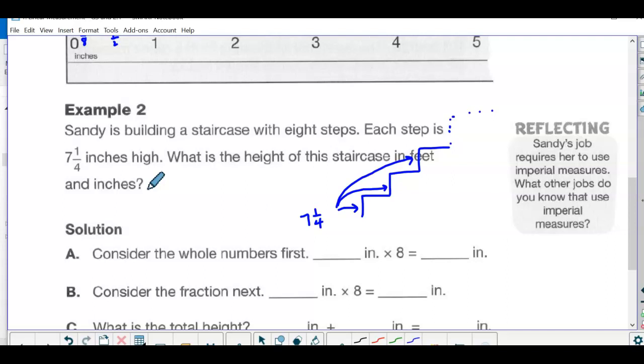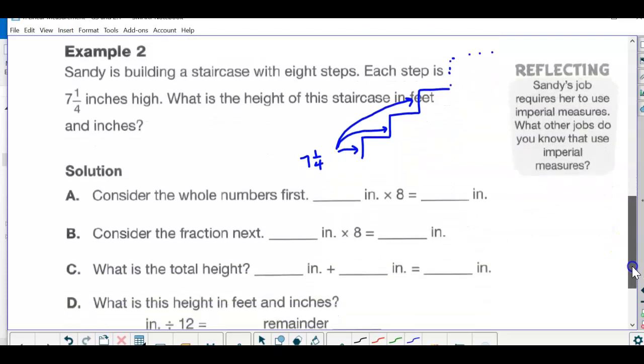Some of you might use metric, so you're not used to that, but you've probably still heard people say, I'm 5'3", 6'1", that kind of thing. So that's really what this means, feet and inches. So again, the workbook is setting out some steps for us.